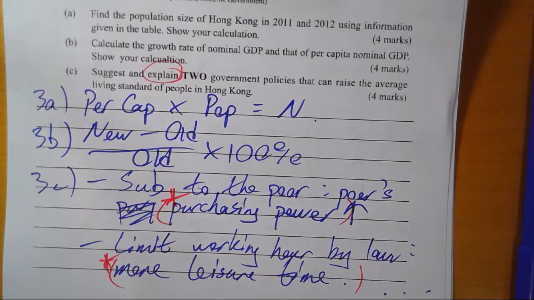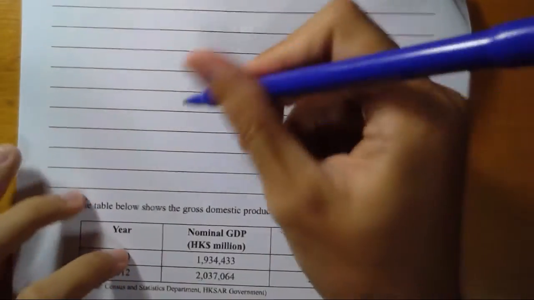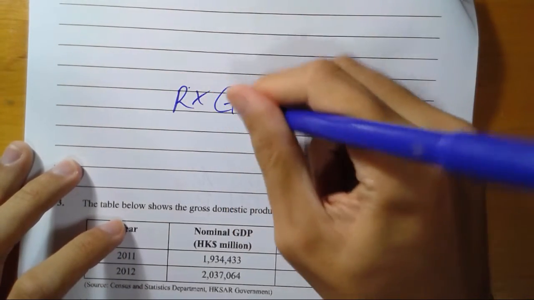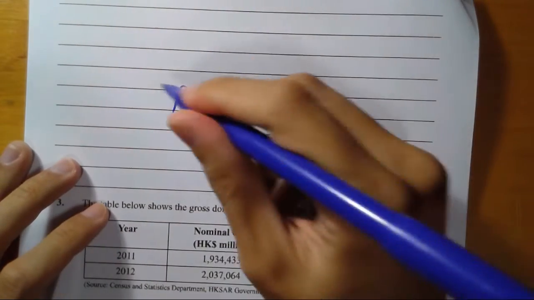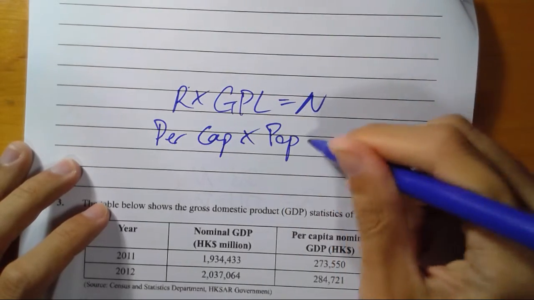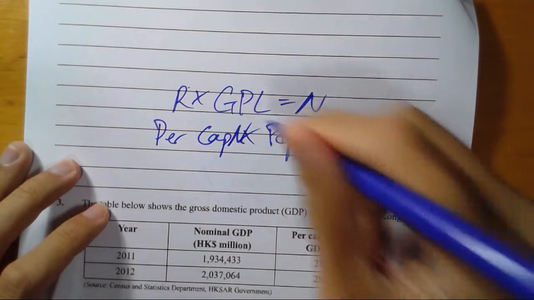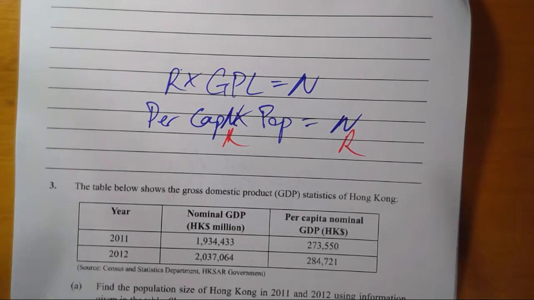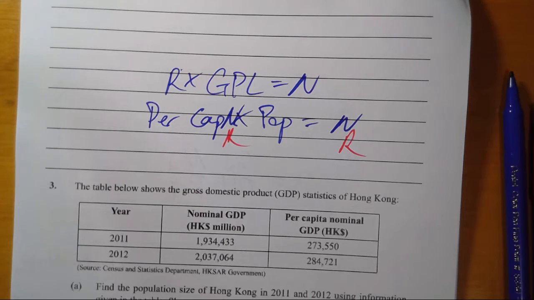Again, in this homework, the only trick is that you must remember the formulas. The formulas: real times GDP deflator equals nominal. And then per cap times population equals nominal, or real. These are the formulas that you need to remember. With that, you should be able to work out most of the mathematics. Alright, so that would be all I want to say for chapter 16 homework.